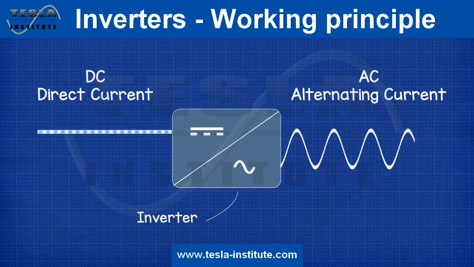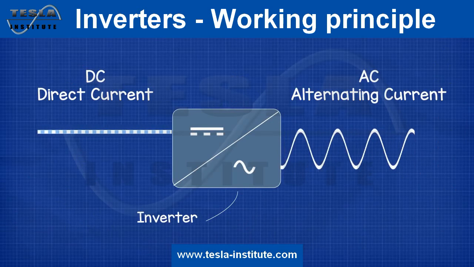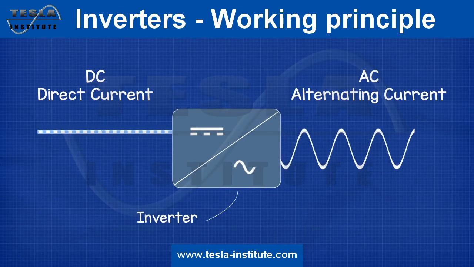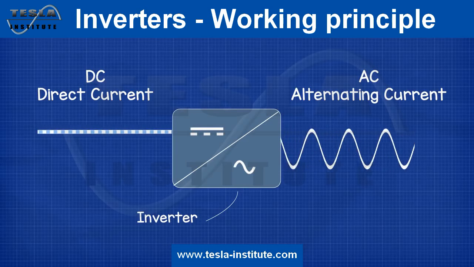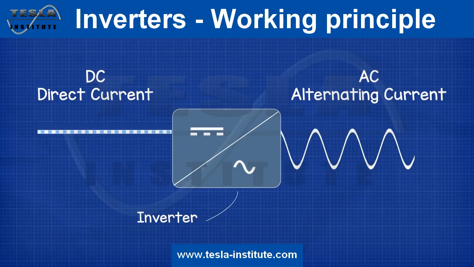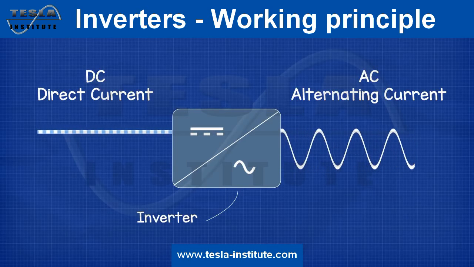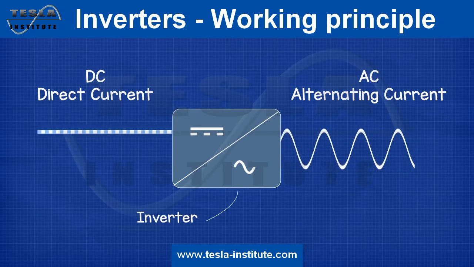So an inverter simply converts from direct current DC to alternating current AC, and this is a very useful invention. You can also convert from AC to DC using a rectifier, and it's common to find both of these in some devices, and we'll actually look at this in just a moment also.